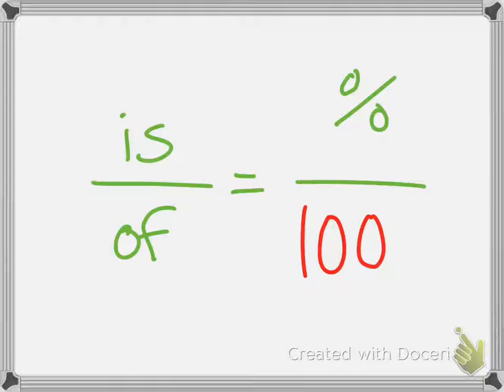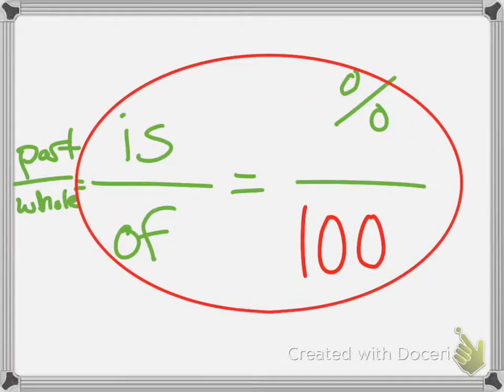And that sounds complicated right now, but it's going to make sense, especially if you don't understand this. Watch yesterday's video. Yesterday's video was a long one with lots of pauses and explanations that you guys can do. But the formula for percent problems is is over of equals percent over 100. Is over of also means, as fractions do, part over whole. But is over of is the phrasing that we typically will be using. Is over of equals percent over 100.